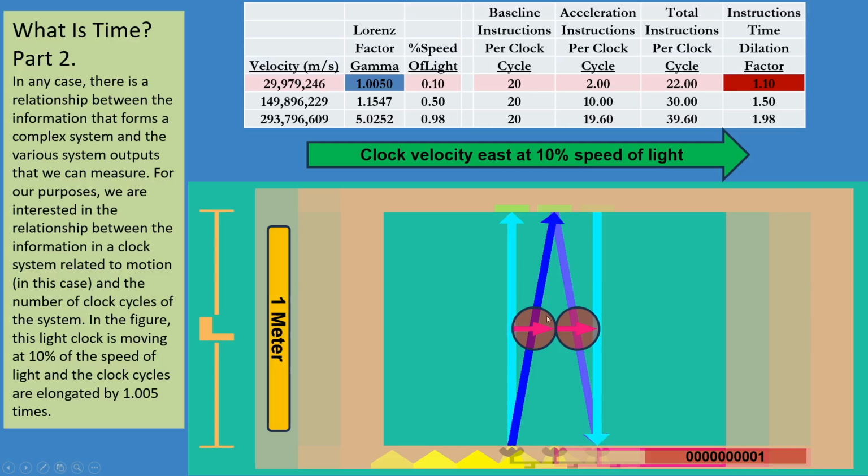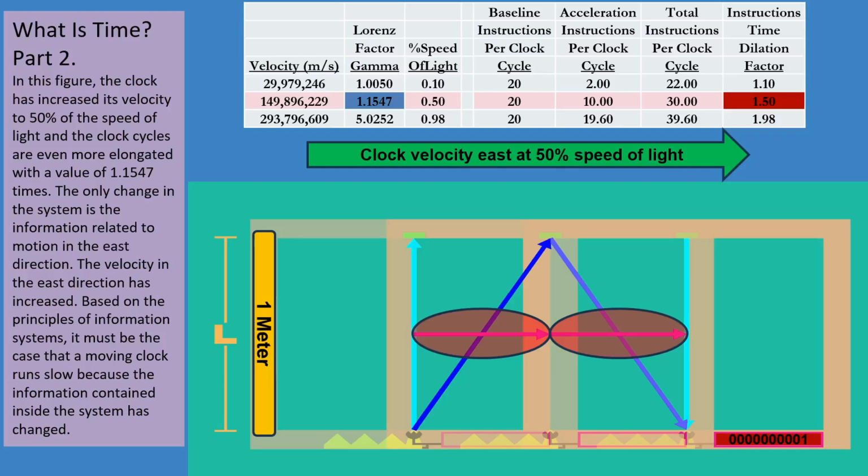When the clock is in motion, there is some additional information here, and that additional information causes an elongation of the clock cycles. This system has to process that additional information, and more information equals longer clock cycles, and moving clocks run slow. In this figure, the clock has increased its velocity to 50% of the speed of light, and the clock cycles are even more elongated with a value of 1.1547 times. The only change in the system is the information related to motion in the east direction. The velocity in the east direction has increased.